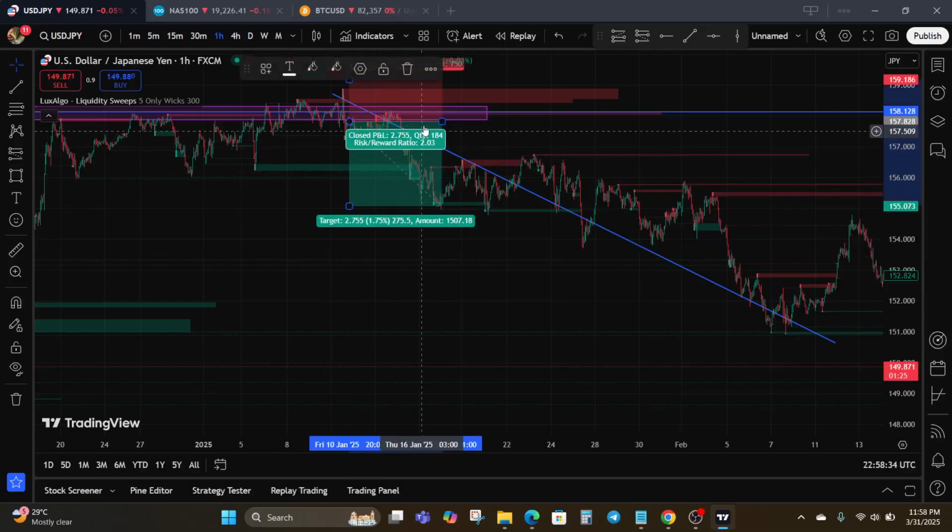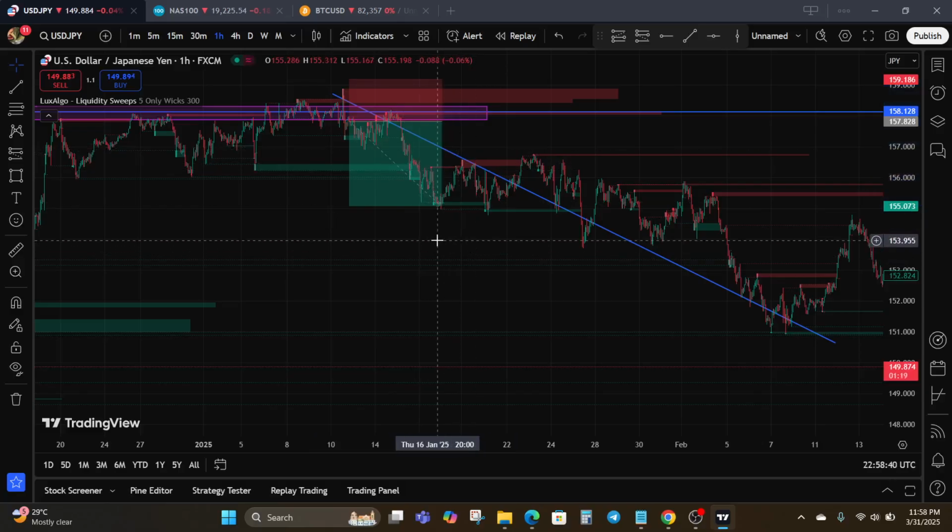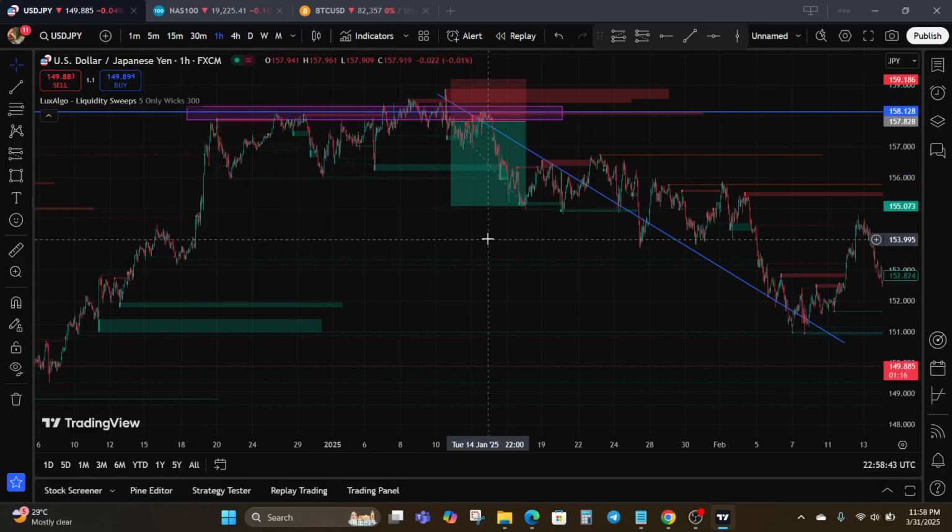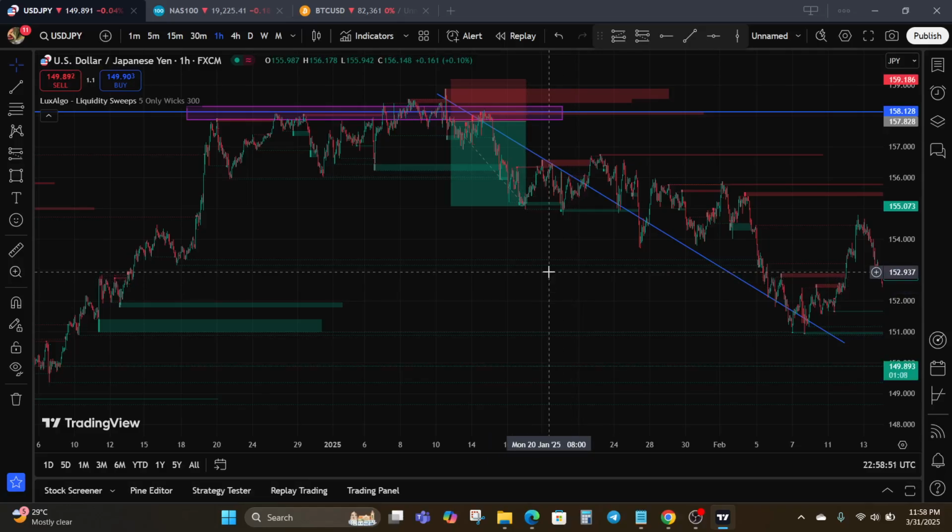Just ensure that you have a good risk to reward ratio. For example, in this scenario, we can see that the risk to reward was 1:2. Because that is very, very important. In addition, ensure that you are also risking a small percentage of your account balance in a single trade. The recommended percentage is between 1 to 2% per trade. Do not risk a very large amount of your account balance in a single trade. It's not advisable.